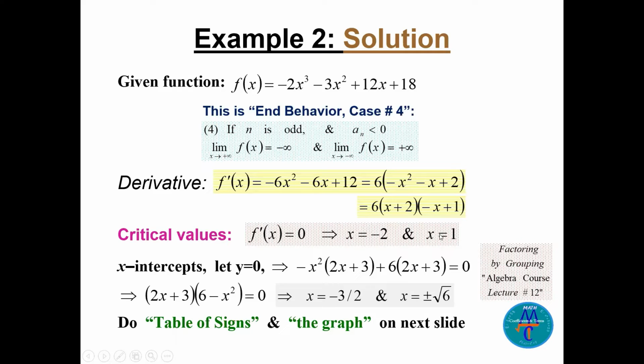X-intercept: put y equal to 0, and we see we have 4 terms, so we can use factoring by grouping, if you remember that from the algebra course, lecture number 12. Many questions are there on factoring by grouping. You take the first 2 terms and the last 2 terms, and then there is a 2x plus 3 common factor. Then we have 6 minus x squared. We can find 3 values here for x. X will be minus 3 over 2, and if you set this equal to 0, you get x equals plus or minus square root of 6, also an ugly number.